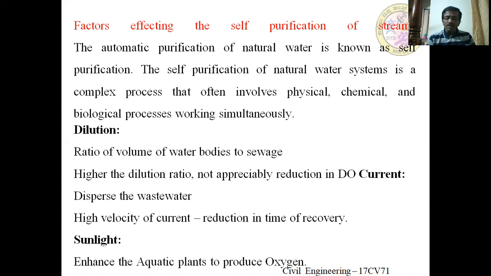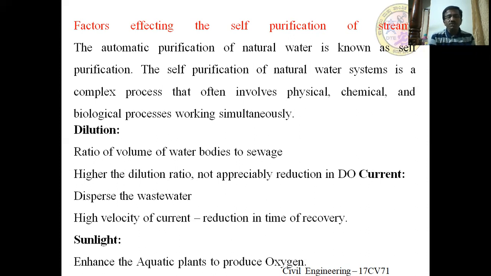But once it is moving towards the downward side, the stream is purified naturally by natural processes, whether physical, chemical, or biological. Naturally, the quality of the stream goes on improving and reaches its original status at the downstream side of the flow. That particular process is called natural self-purification of the stream.